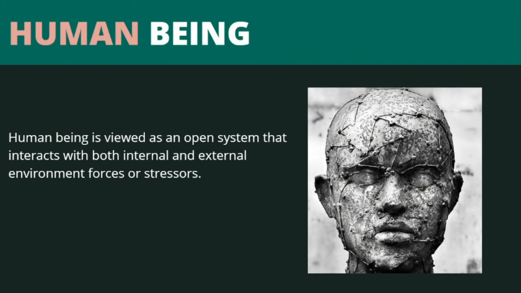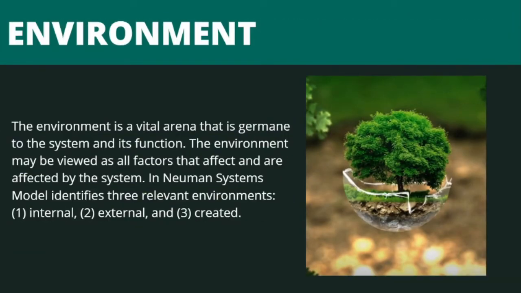Human being. Human being is viewed as an open system that interacts with both internal and external environmental forces or stressors. The human is in constant change, moving toward a dynamic state of system stability or toward illness of varying degrees. Environment. The environment is a vital arena that is germane to the system and its function. The environment may be viewed as all factors that affect and are affected by the system.